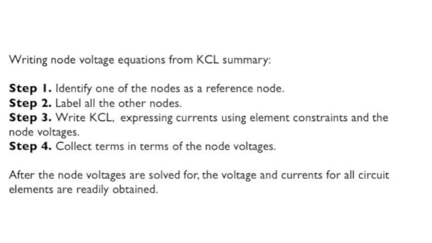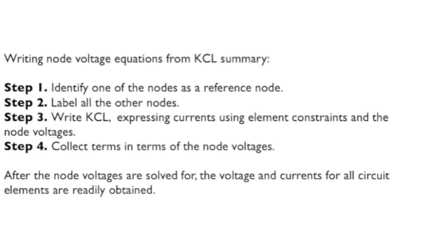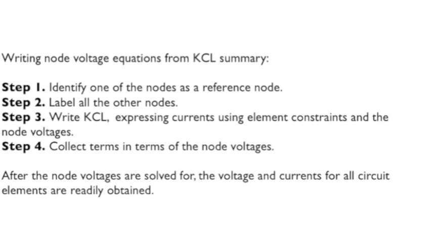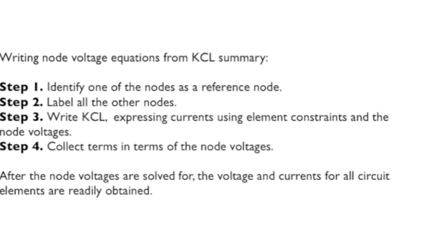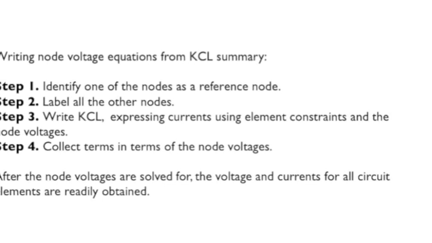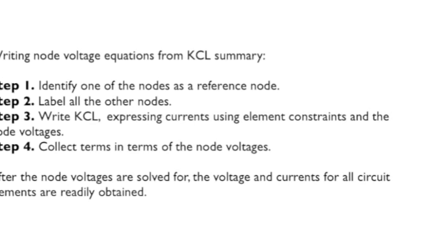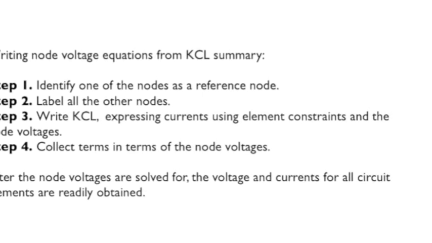Step 1, identify a reference node. Step 2, label all the other nodes. Step 3, write KCL at those nodes, expressing currents in terms of the node voltages. And step 4, collect the equation terms in terms of the node voltages and solve for them. After we've got the node voltages, we can readily obtain all the other circuit parameters.